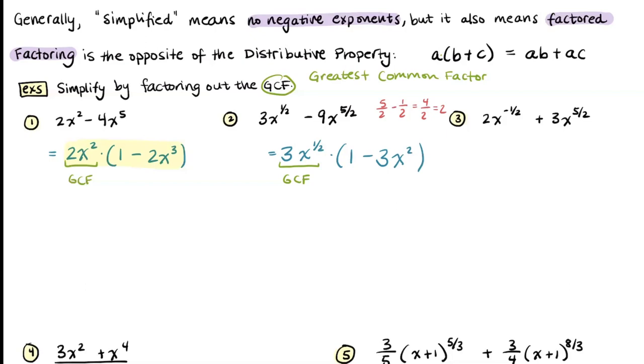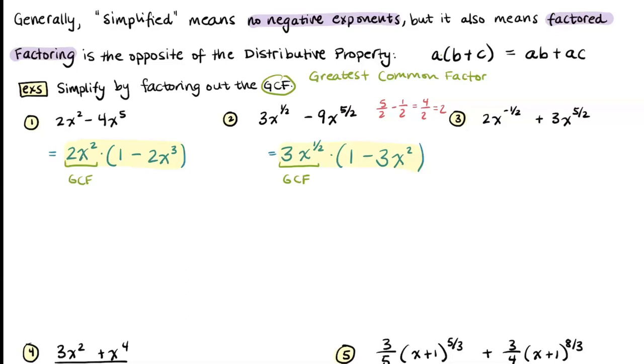And here we go. This is factored. We took out the GCF, and so this is a simplified version found by factoring. Again, optionally, if you want, you can rewrite this as radical x. It's totally up to you. As long as there are no negative exponents in your simplified version, then it's pretty much fully simplified.